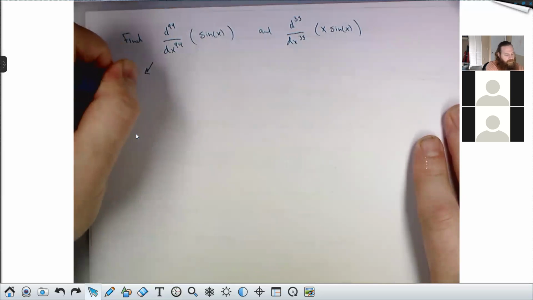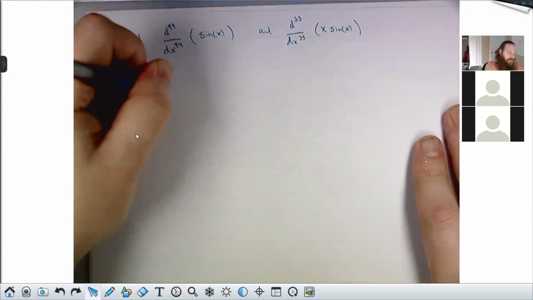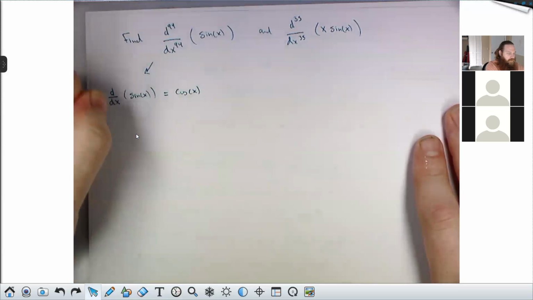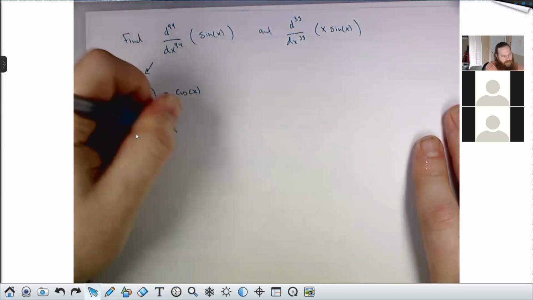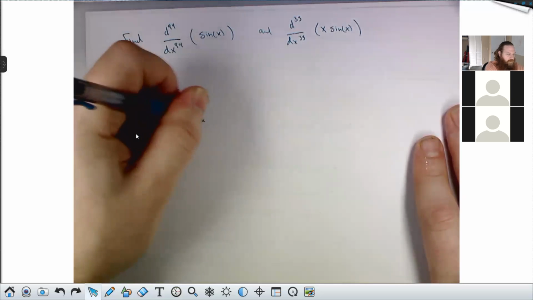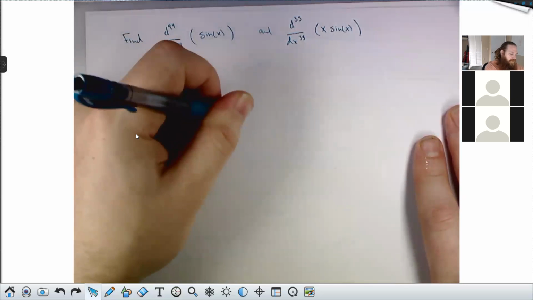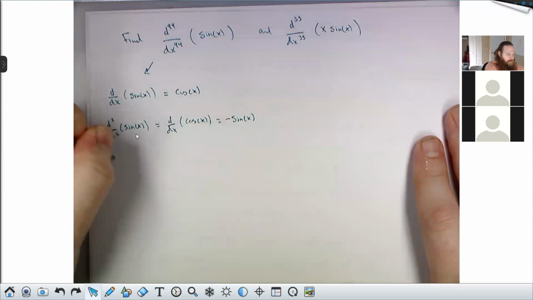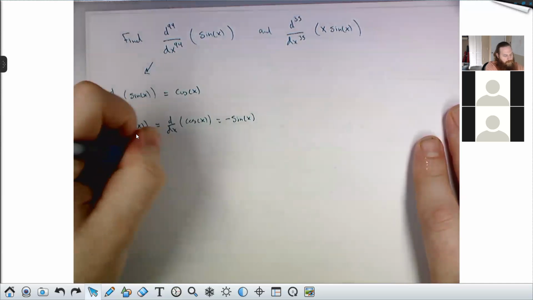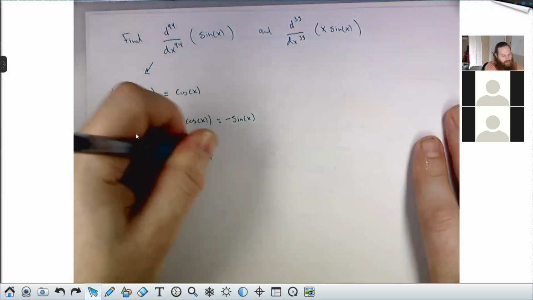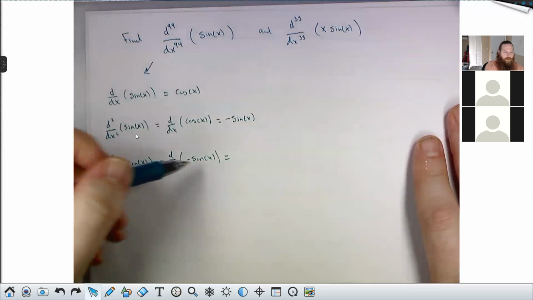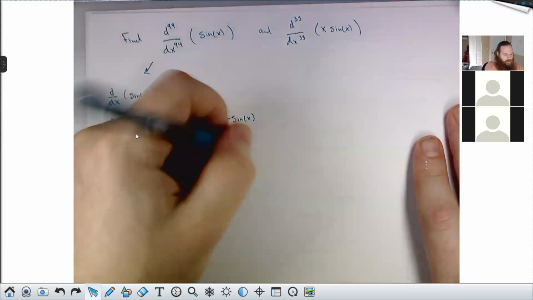the first derivative of sine is cos. The second derivative of sine is the derivative of the first derivative. So that's the derivative of cos, which is negative sine x. And then the third derivative should be the derivative of the second derivative. So that's the derivative of negative sine x. Now the derivative of sine x is cos x, so this is going to be negative cos x.